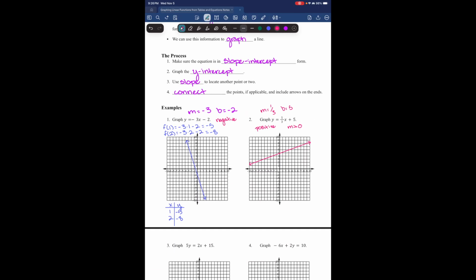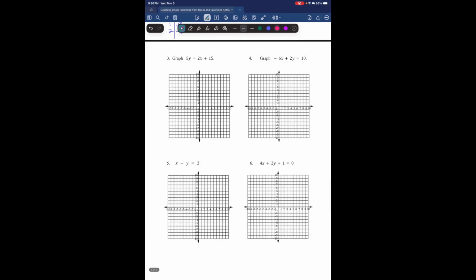Hopefully that helps you out. You should be able to do these 4 down here. The key will be posted on Schoology, and you can just let me know if you have any questions. All right, I'll see you later.